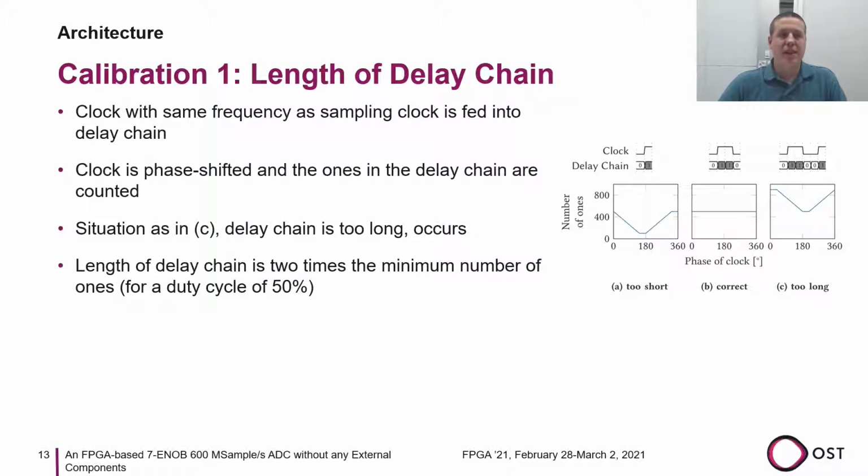In our implementation, always a situation as in C results, as we made the delay chain too long on purpose. The correct length can then be determined by taking the minimum number of counted ones and multiplying that value by a factor of 2. Of course, this is only valid if the clock has a duty cycle of 50%. The delay elements which come after the determined length are then simply discarded in our implementation.